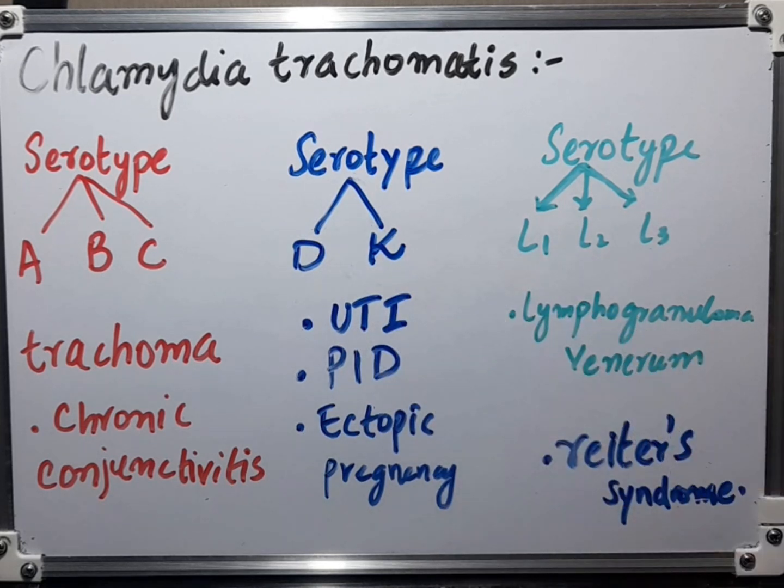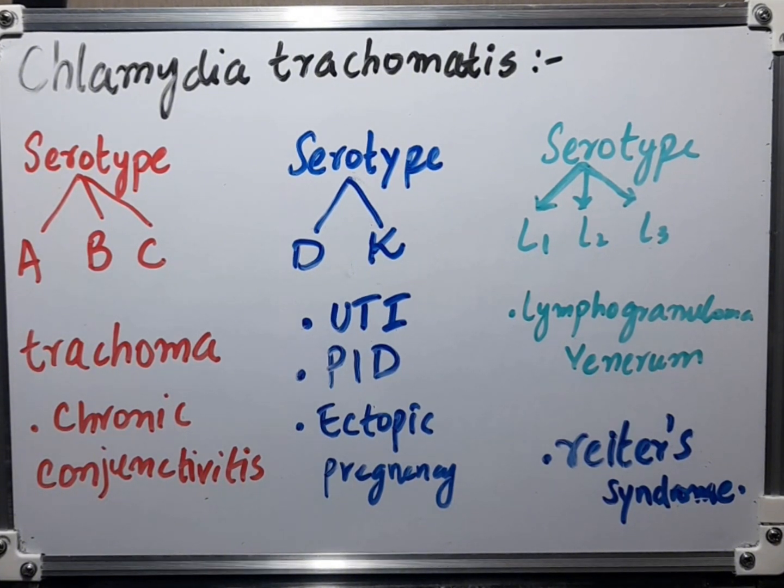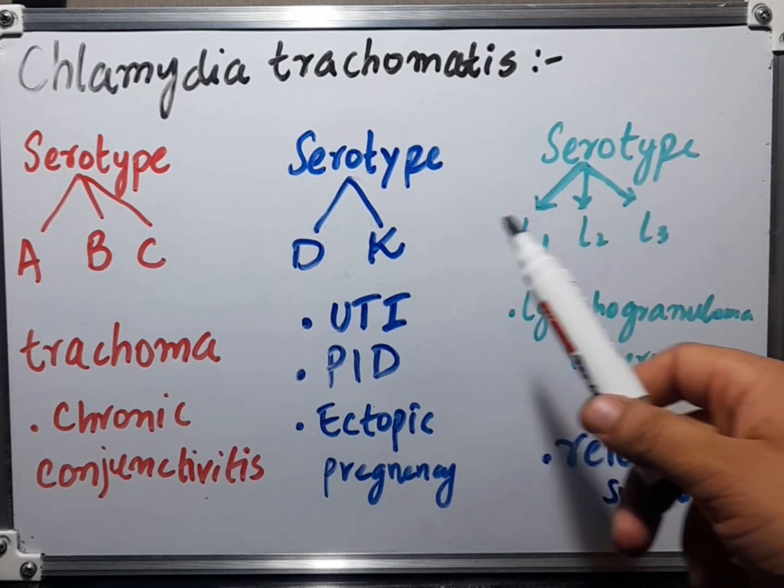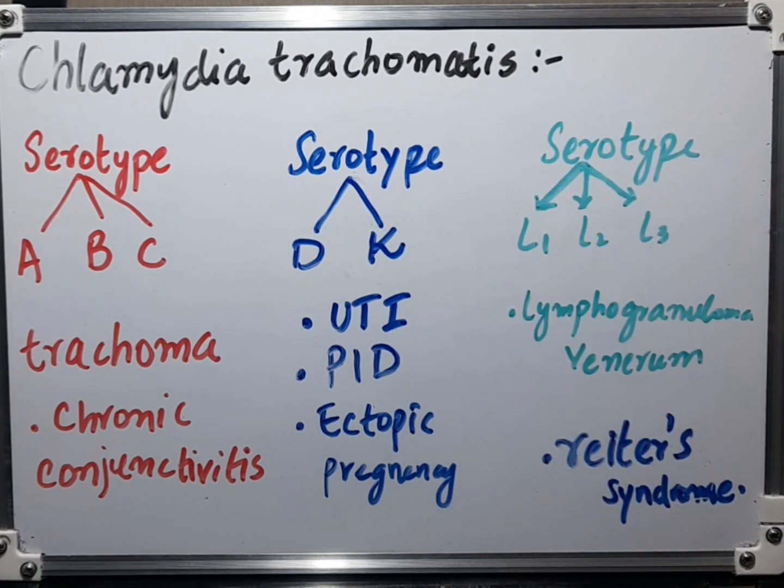Serotypes D and K can cause urinary tract infections in men and women. We will discuss it separately. In men, it can cause non-gonococcal urethritis, characterized by dysuria and non-purulent urethral discharge. In Neisseria gonorrhoeae, we see thick purulent discharge, and in Chlamydia trachomatis, we see thin mucus discharge from the urethra. This is the main difference between these two urethral discharges. The urethritis can progress to epididymitis and prostatitis in men.